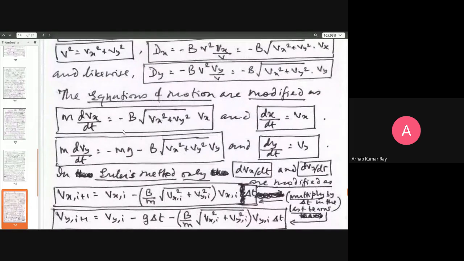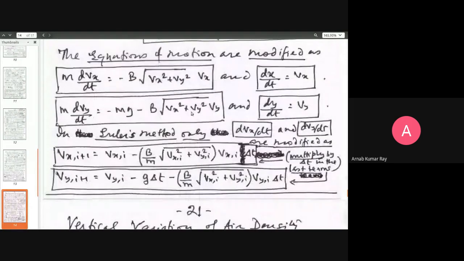Earlier the right hand side was 0 for the first equation, and just minus mg for the second equation. If you did not have air drag, capital B would be equal to 0. That's how you can use it as a switch parameter. Set capital B equal to 0 and you'll get the air drag free trajectory.